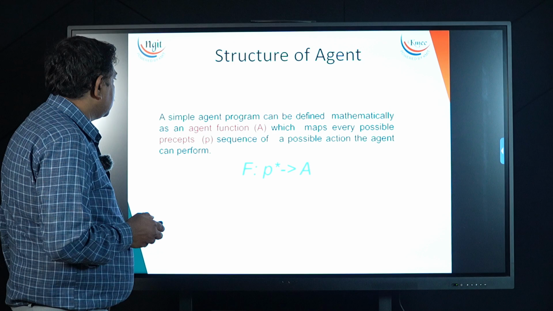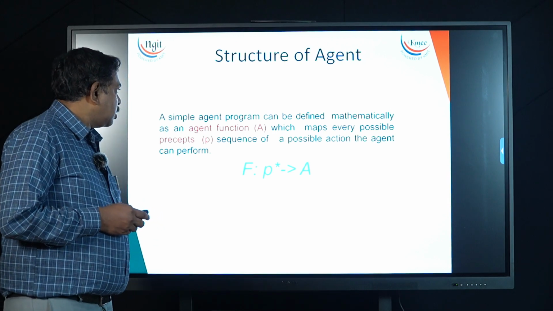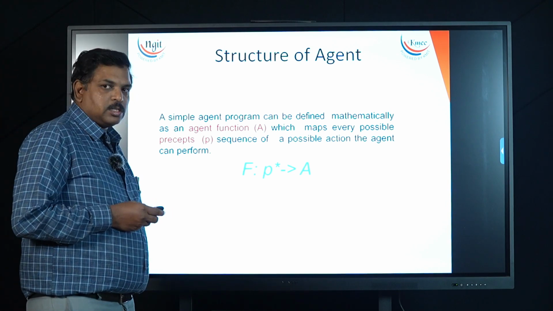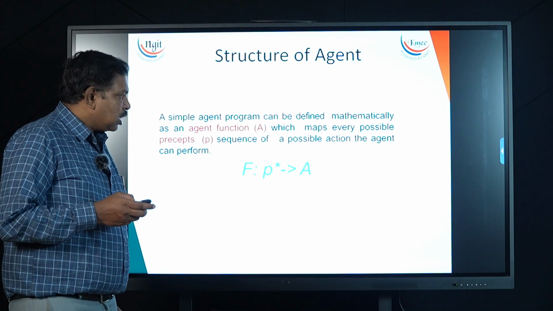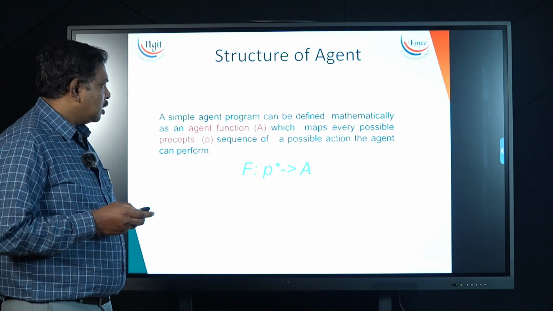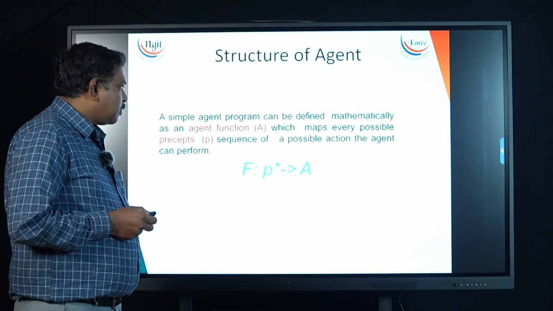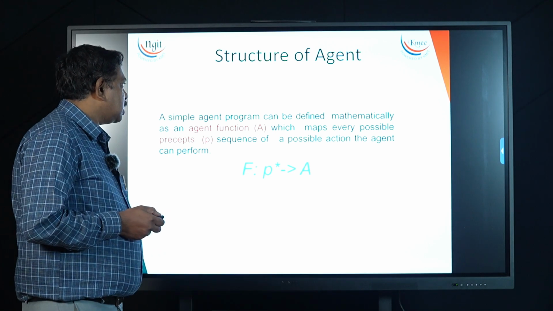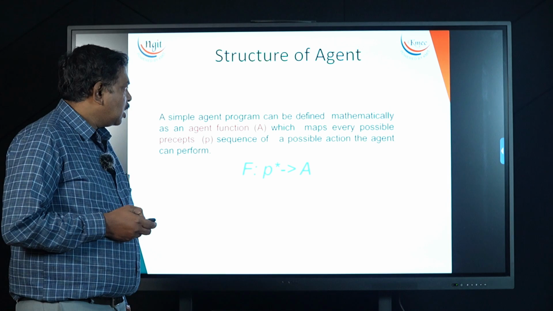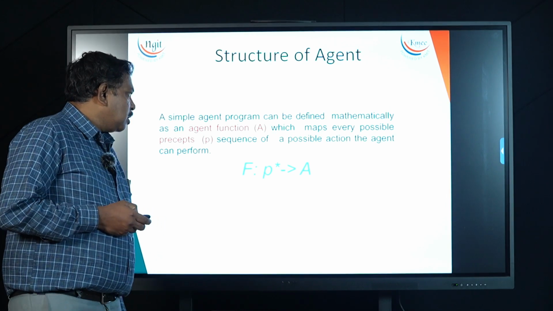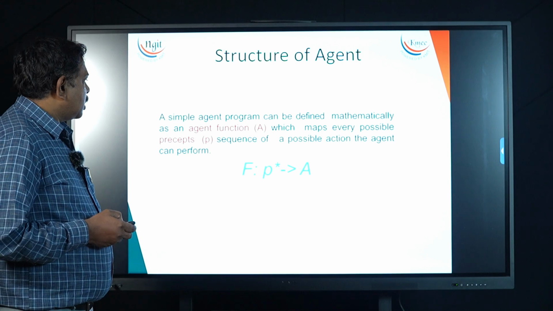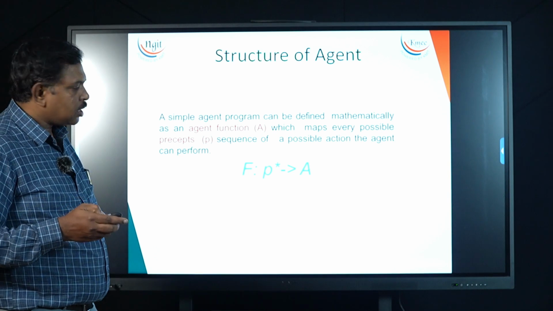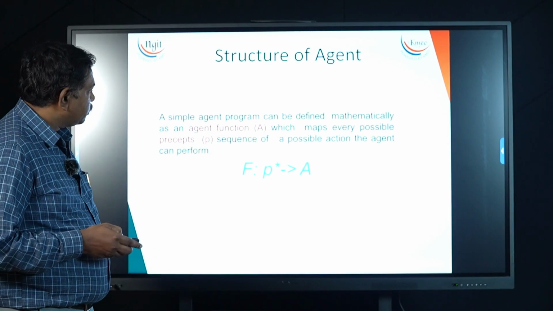So, the structure of an agent: a simple agent program is nothing but an agent function which maps every possible percept to a sequence of possible actions. Meaning an agent is perceiving its environment through sensors. For every perception there should be some action. If we map that, it is called the structure of an agent. One function, the agent function, decides this. So the function is P implies A, where P is the set of perceptions and A is the set of actions. That is the agent function.